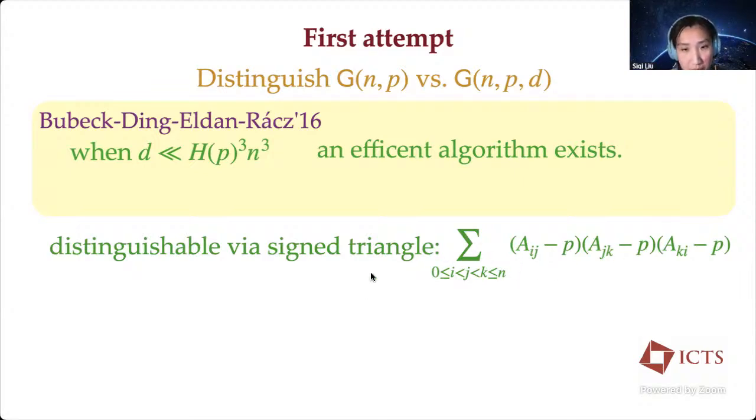Essentially, what it does is it takes the adjacency matrix and centers it by subtracting p, the average edge probability, from every entry. Then in this new recentered graph, it computes the number of weighted triangles and applies a threshold to check whether the graph is from an Erdős-Rényi graph or from a random geometric graph. The intuition is that because of the underlying geometry, we expect many more triangles in the random geometric graph than in the Erdős-Rényi graph.